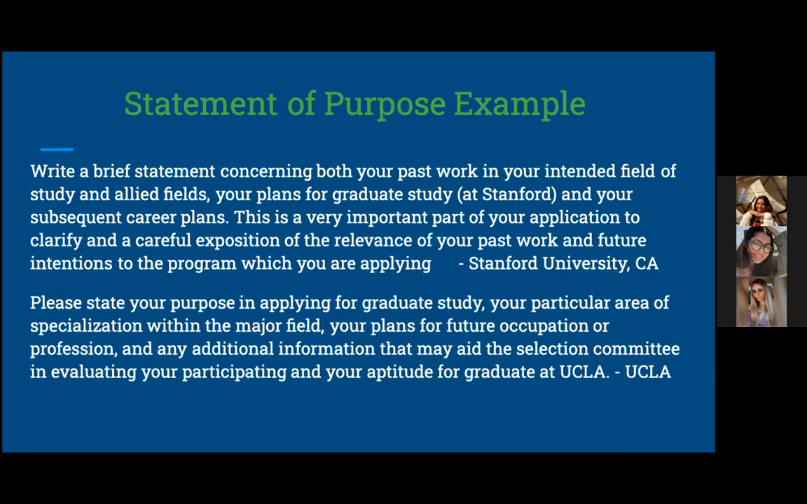And then for statement of purpose prompt examples, the first one asks: write a brief statement concerning both your past work and your intended fields of study and allied fields, your plans for graduate study at Stanford, and your subsequent career plans. This is a very important part of your application to clarify and a careful exposition of the relevance of your past work and future intentions to the program which you are applying to. And then another example from UCLA: please state your purpose in applying for graduate study, your particular area of specialization within the major field, your plans for future occupation or profession, and any additional information that may aid the selection committee in evaluating your participation and your aptitude for graduate school at UCLA.